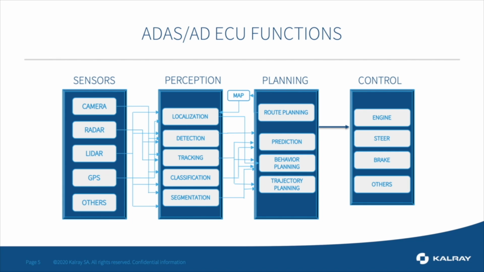It depends if you go fast on the highway in one direction, or if you go slow in a parking lot to have your car park by itself. And that's what is called a use case for ADAS and AD, and that helps define the complexity and the performance required by the ECU.